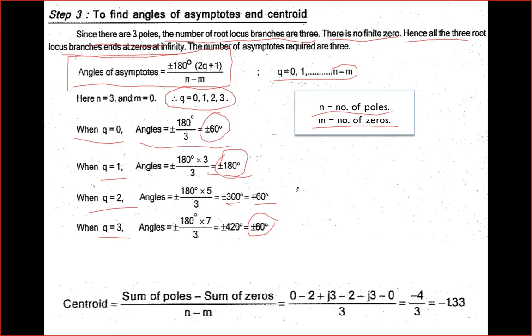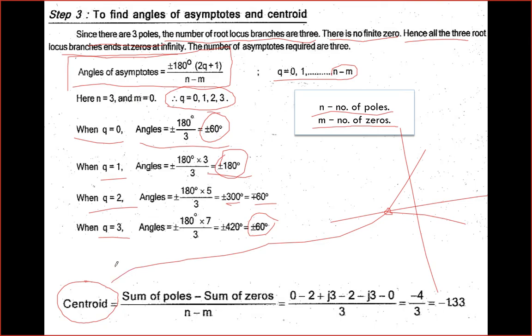In addition to angle of asymptotes, we have to find out centroid. The meeting point of asymptote is called centroid on the negative real axis, அதாவது x axis y axis. இப்போ எங்கேயோ நம்ம வந்து அசிம்டோட்ஸ் வரைய போகிறோம். அந்த அசிம்டோட் வந்து நெகட்டிவ் ரியல் ஆக்சிஸில் மீட் பண்ணும். அந்த பாயிண்ட்டை வந்து கண்டுபிடிக்க போகிறோம். These are asymptotes, and these two asymptotes will meet at negative real axis, and this is called centroid.